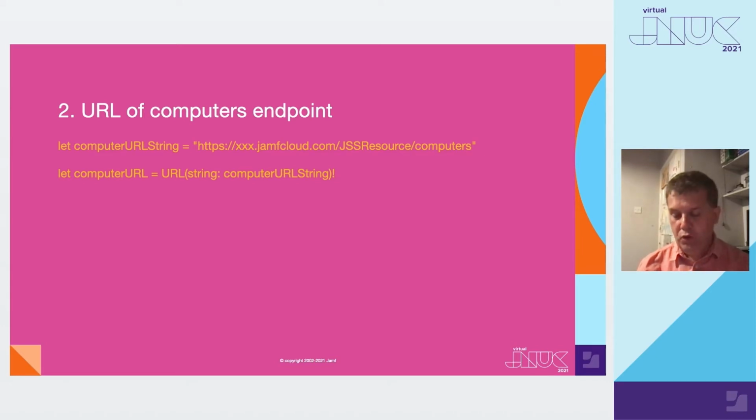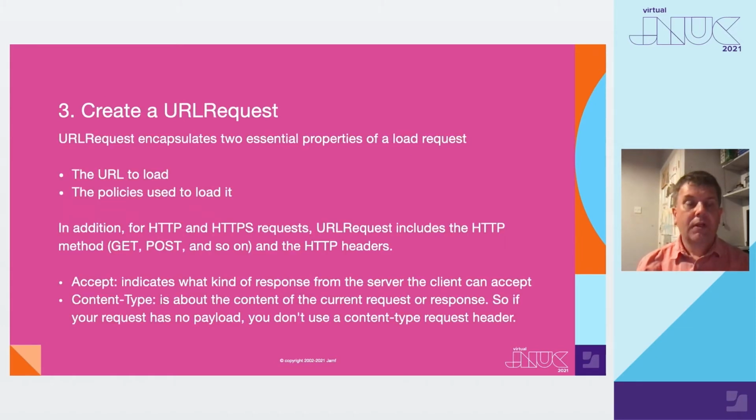So at this point, we now have the URL. Step three is we need to create what's called a URLRequest. This is a class within Swift, and basically it will store the URL, and it also encapsulates some information about how to access that URL. So for instance, we can specify the HTTP method we want to use. Is it a get or a post? Is it a put or delete? We can also specify headers.